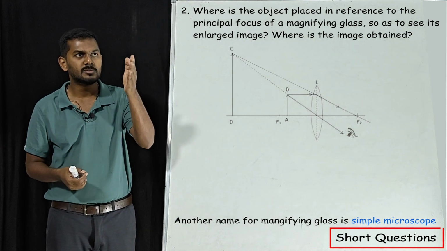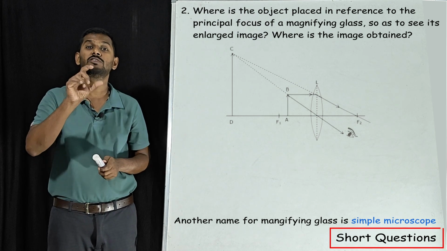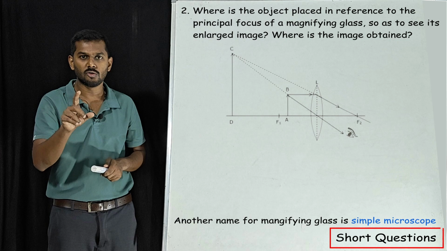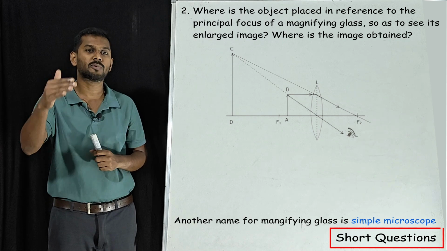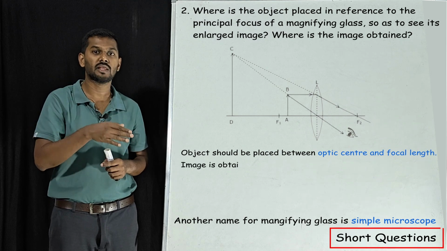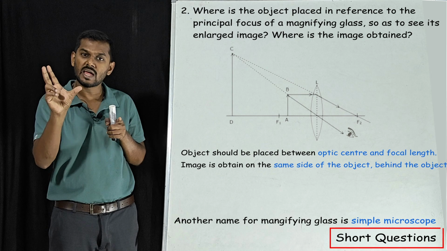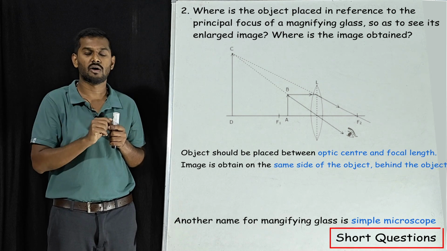See, where is the object placed in reference to the principal focus of a magnifying glass? Where should the object be placed? We know the object should be placed between the optic center and the focal length. So the object is between these two, correct? That is why it has a shorter focal length.